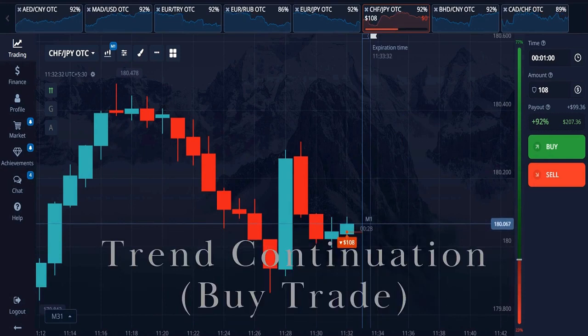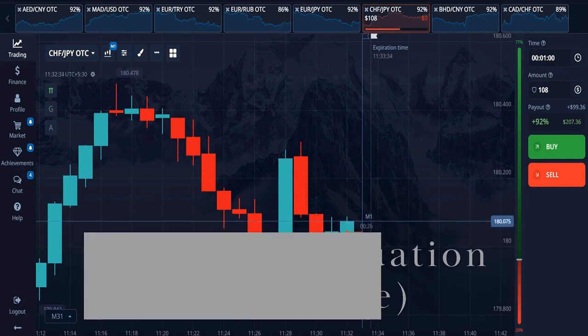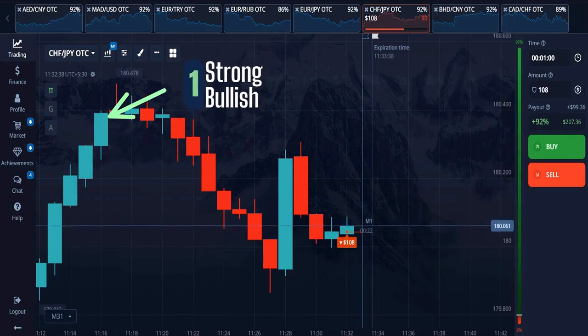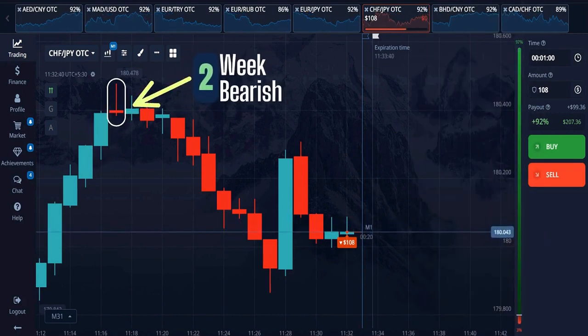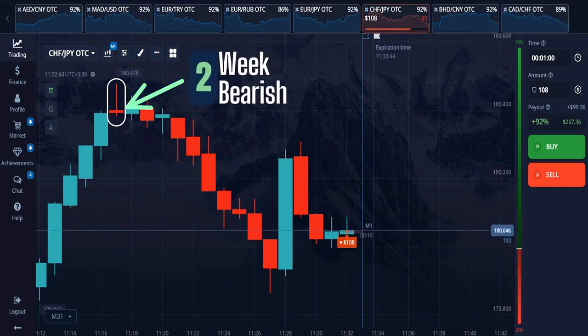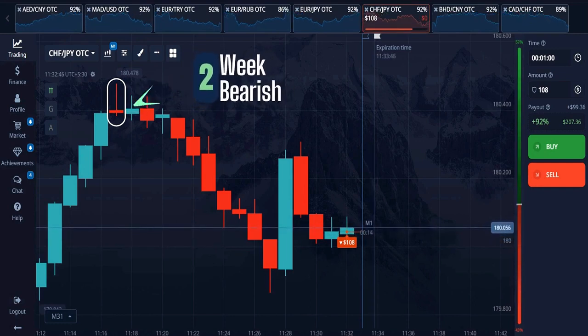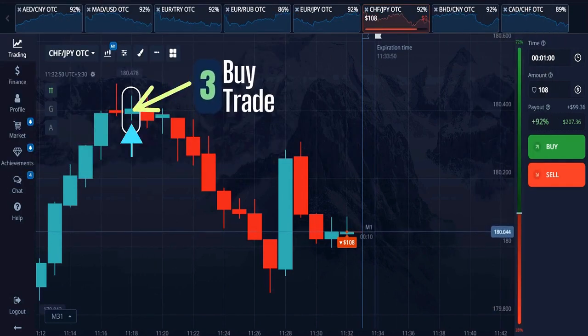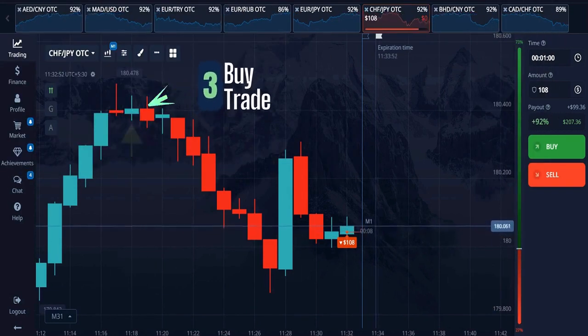Scenario 2. Trend continuation. Buy trade. If the first candle is a strong bullish, green candle, and the second candle is a weak bearish, red candle, the trade setup is valid. The second candle must be less than half the size of the first bullish candle. If these criteria are met, we take a buy trade on the third candle.